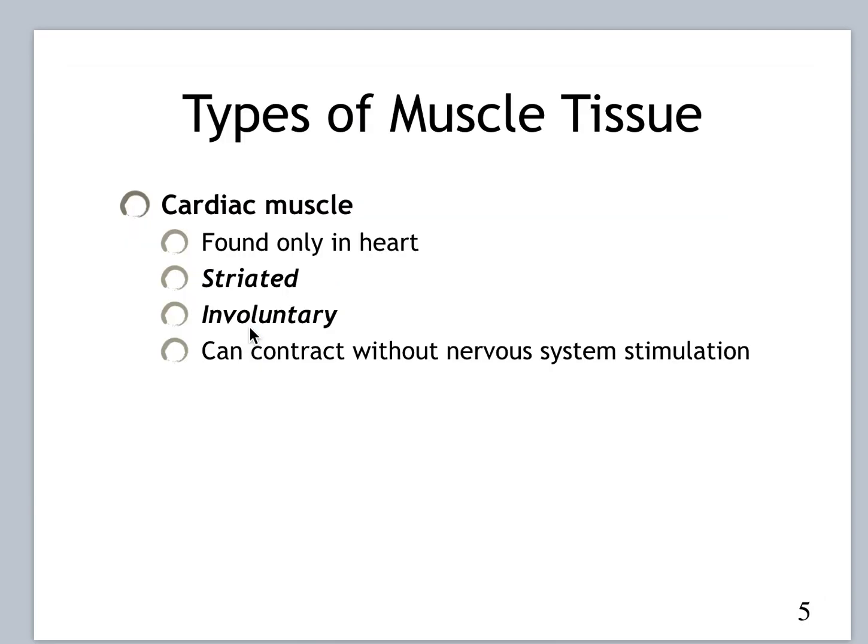There's also cardiac muscle, which is found only in the heart. Cardiac muscle, as you recall, is striated and is involuntary control. In other words, you don't have to consciously think about contracting the heart muscle. It just does it automatically.